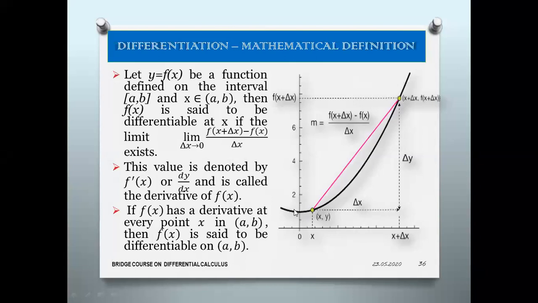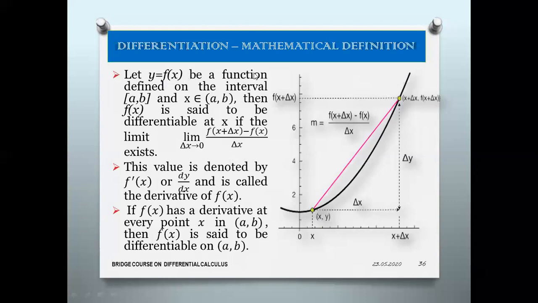Now the function y equals f of x is the curve. This is f of x. So what is the slope? m is defined as f of x plus delta x, that is, f at this point, minus f at this point, divided by delta x. This is the mathematical definition.